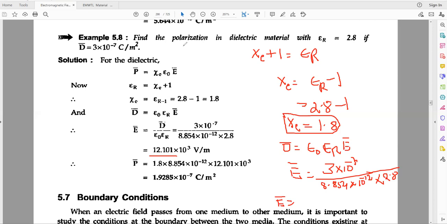Now we need to find the polarization of the dielectric material. Polarization P bar is equal to, what is the formula? Previously we found using this formula, χe into epsilon naught into E bar. P bar is equal to, what is the χe now? 1.8. Epsilon naught is 8.854 into 10 to the power of minus 12.